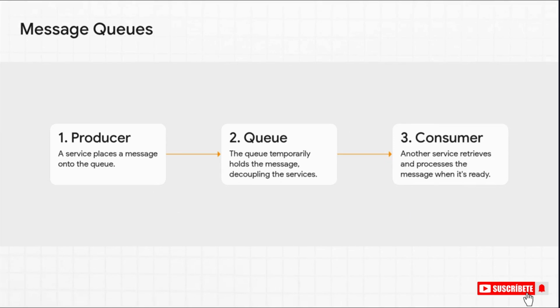But how do all of those little microservices talk to each other reliably? Well, a lot of the time, they use a message queue. Instead of calling each other directly, one service, the producer, just leaves a message in a central queue. Then another service, the consumer, comes along and picks up that message whenever it's ready to process it. This separates the services from each other and makes the whole system way more resilient.